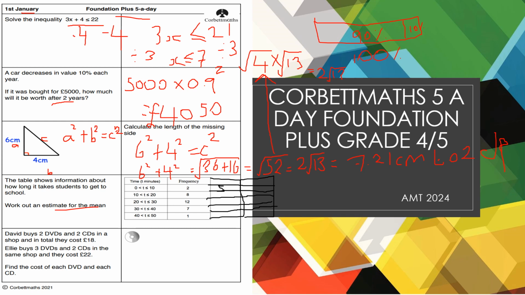That'll be 15. That'll be 25. 35. And 45, guys. So this is my midpoint column. Sorry again, guys, about my handwriting and lack of structure. Hopefully you can forgive me. So this last one is the midpoint times frequency column.